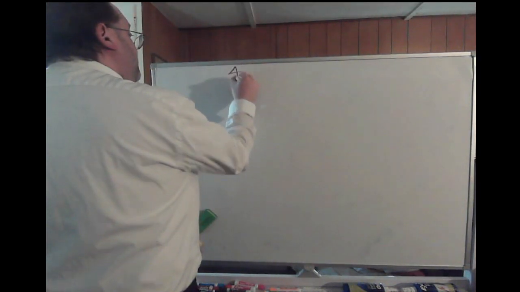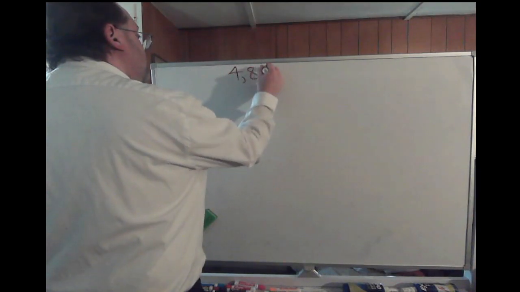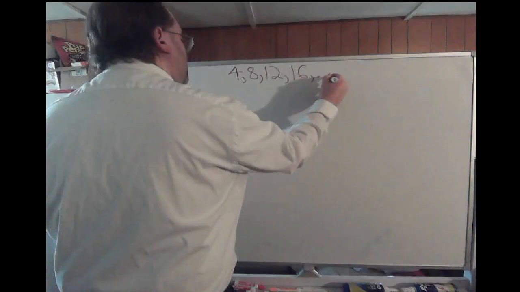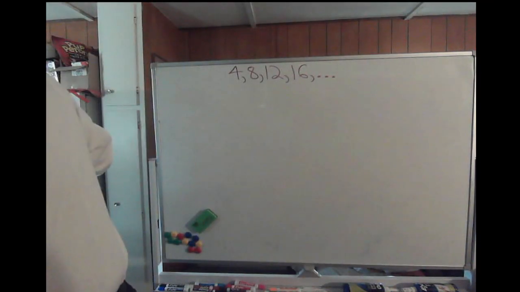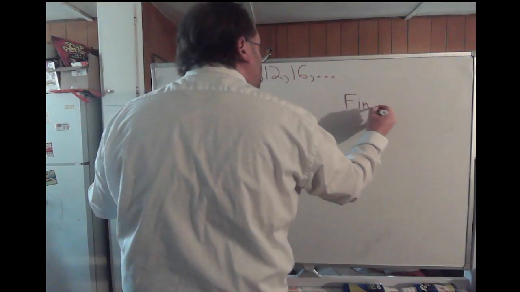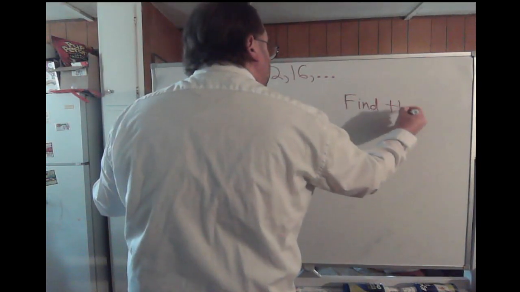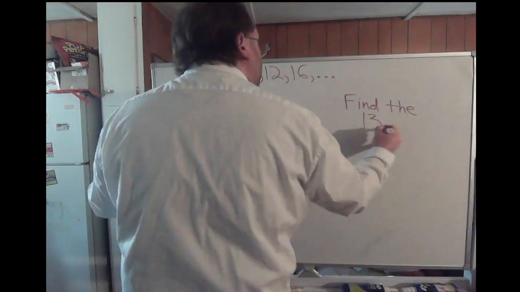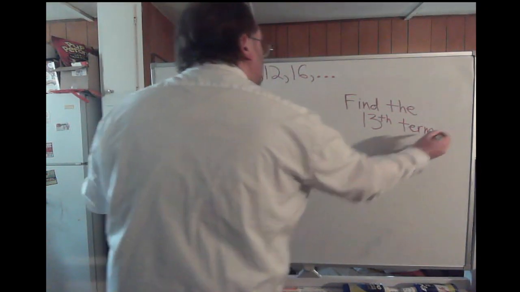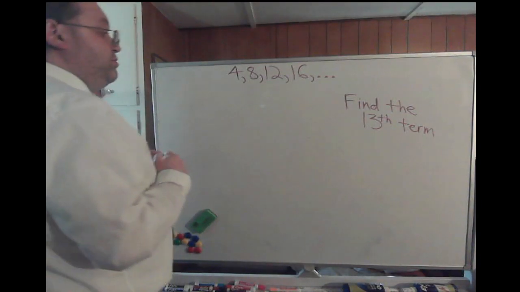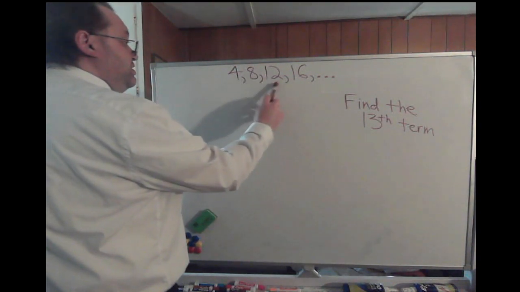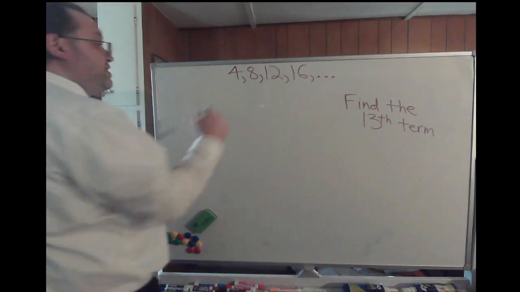Alright, we have 4, 8, 12, 16, and then it just keeps on going. What term do they want us to find? The 13th term. Okay, so once again, we're being asked to find the 13th term of the sequence of 4, 8, 12, and 16. First thing, figure out your common difference.